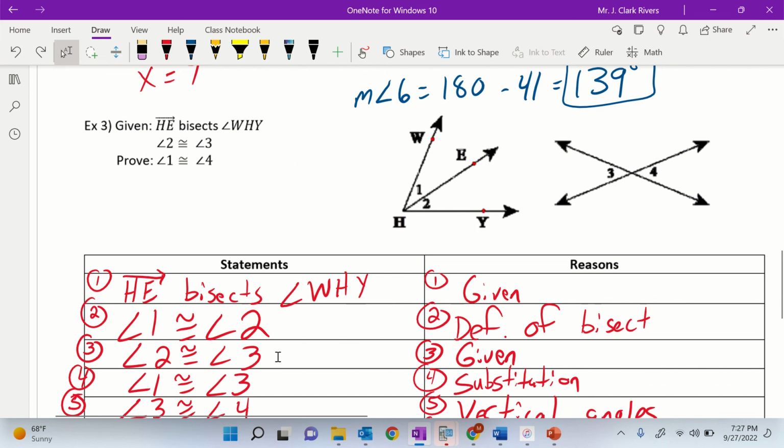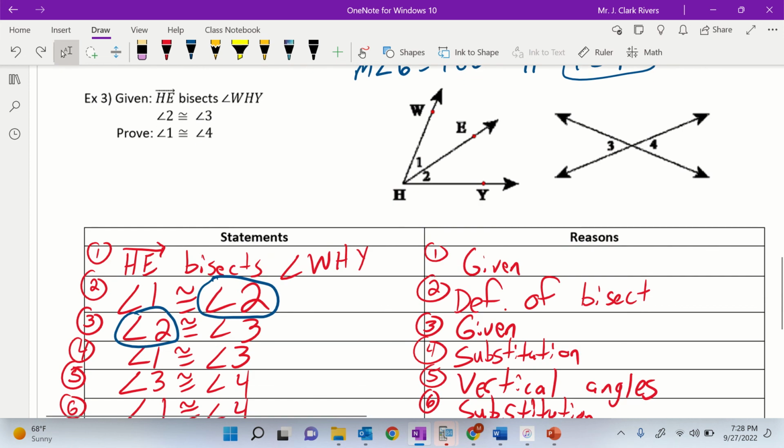Well, let's look at this for a second. If 1 is congruent to 2 and 2 is congruent to 3, we can use substitution, right? So imagine I'm taking this 2 out and I'm putting 3 in its place. So we substitute 3 in the place of that angle 2. And we end up with what we have at number 4. Angle 1 is congruent to angle 3. That was substitution.